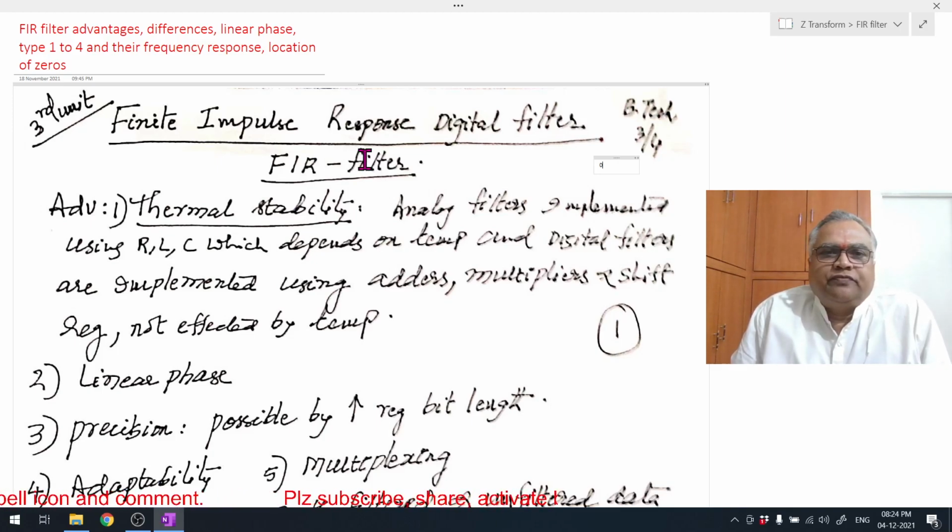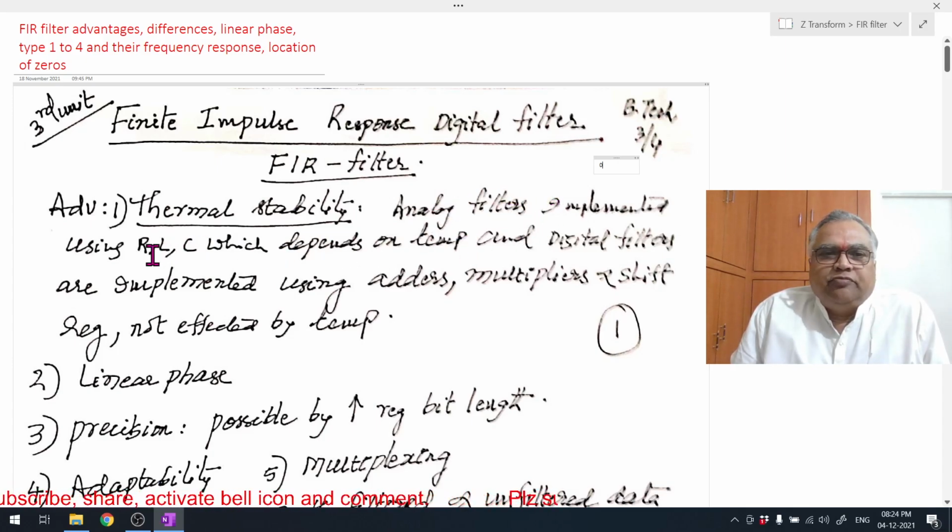Different filters. In digital filters, basically we have two types. One is FIR, the other one is IIR. FIR is third unit, IIR is fourth unit. So let me explain some of the advantages of FIR filter. One is thermal stability.